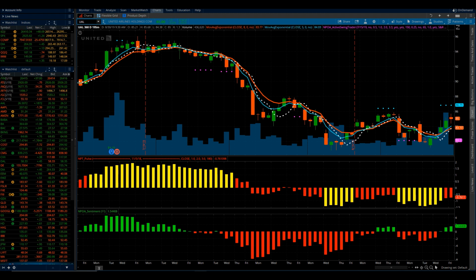I love the daily chart, but I find it can be slow to react at times, and when you get into a market that's pretty active, like we've seen lately, the daily chart will oftentimes just get you in too late. And the sweet spot for us is that 195-minute time frame.